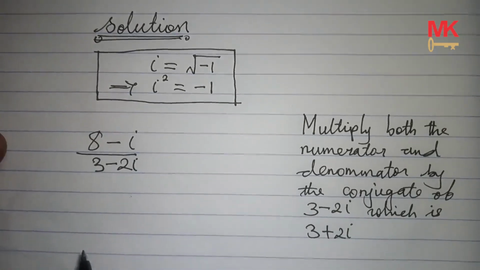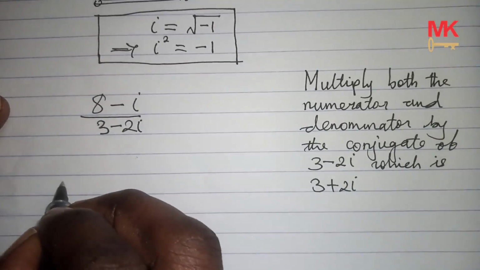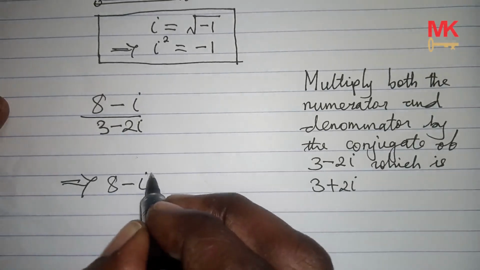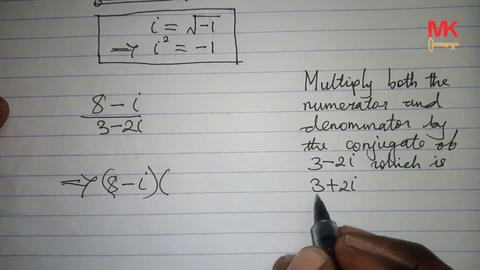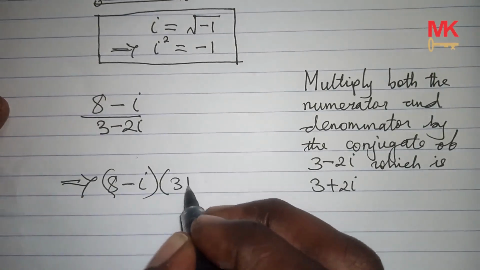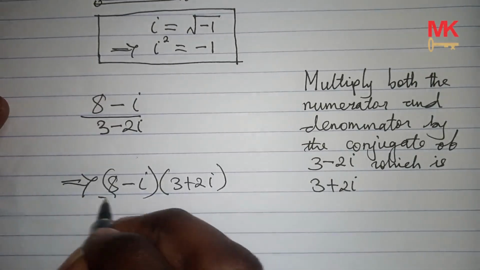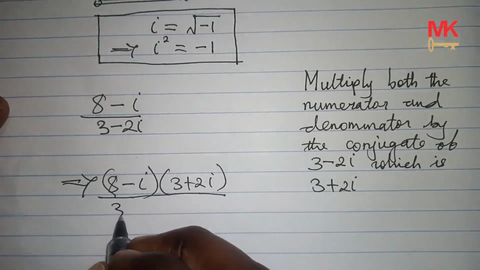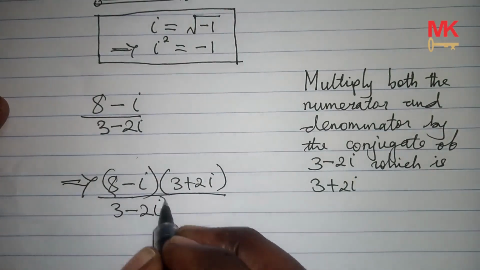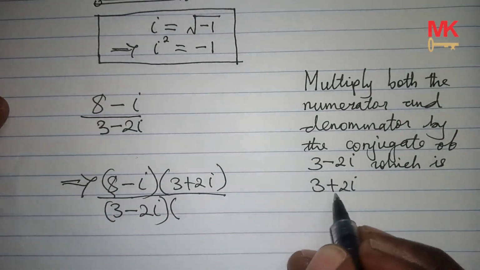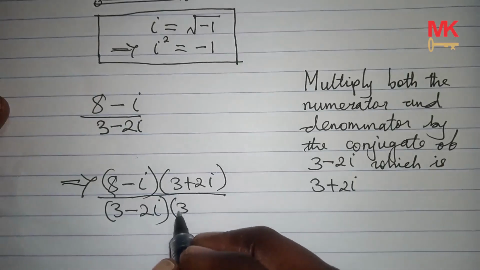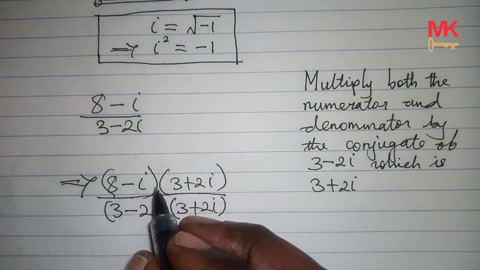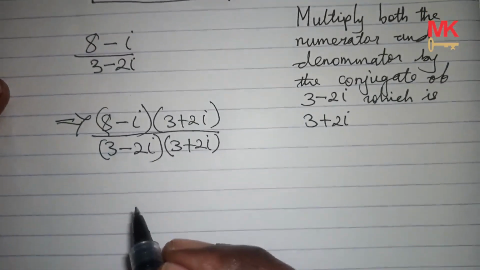And of course, this implies we're going to have (8 minus i) times (3 plus 2i), then divided by (3 minus 2i) also multiplied by this (3 plus 2i), that's the conjugate. So we're now going to expand and evaluate this.